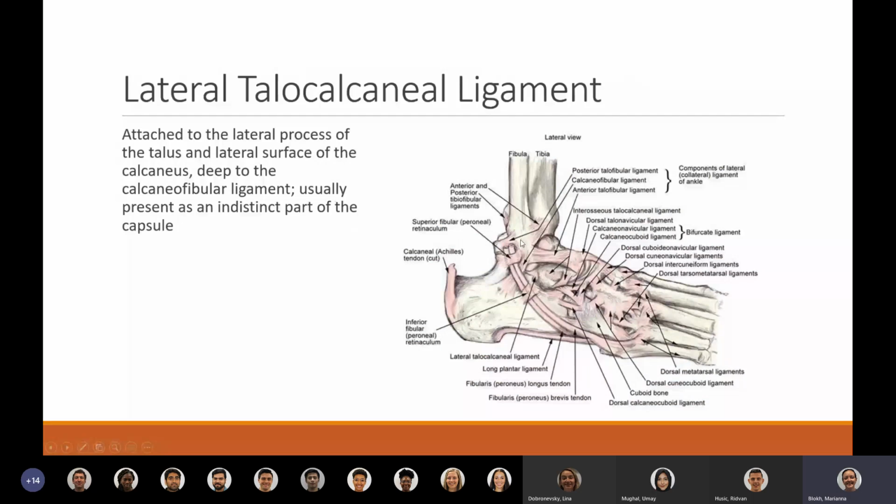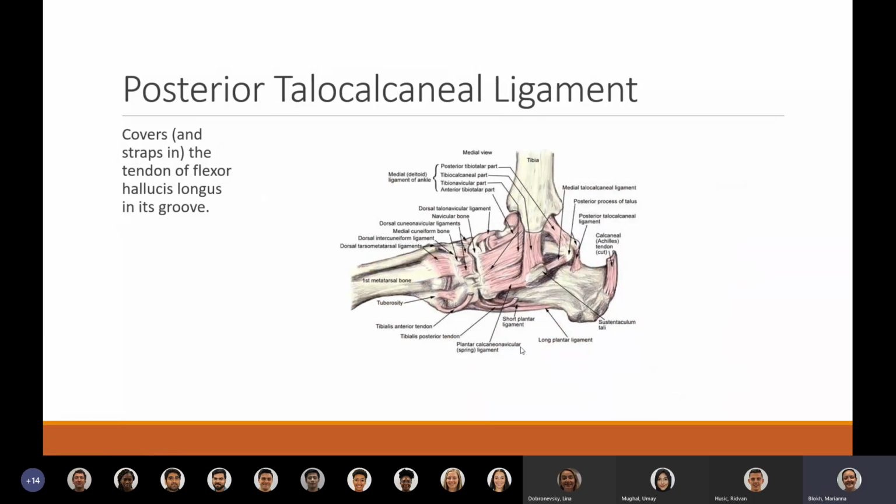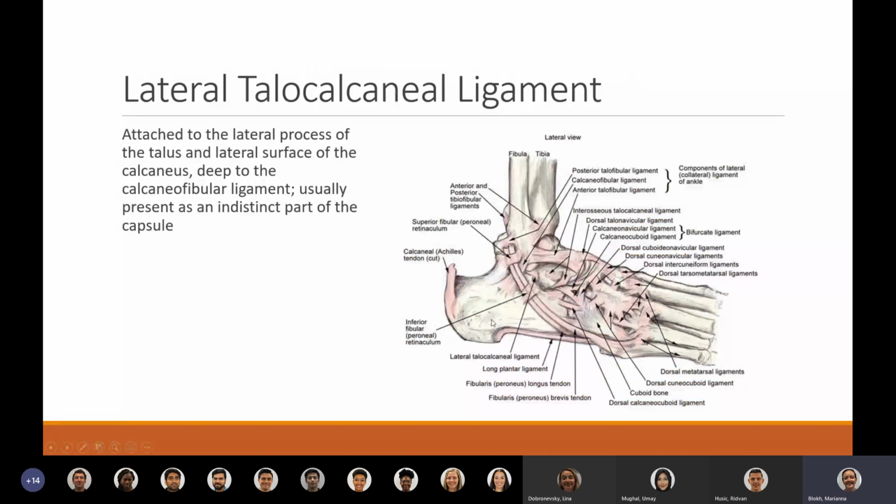Then we have the lateral talocalcaneal ligament. Again, we're talking about subtalar joints, so we're talking about basically the ligaments that go from the talus to the calcaneus, right? So we have our posterior talocalcaneal in the back. Let's talk about the lateral talocalcaneal. The lateral talocalcaneal ligament is about this way right here. Basically, it's on the lateral side. It's attached to the lateral process of the talus and the lateral surface of the calcaneus.